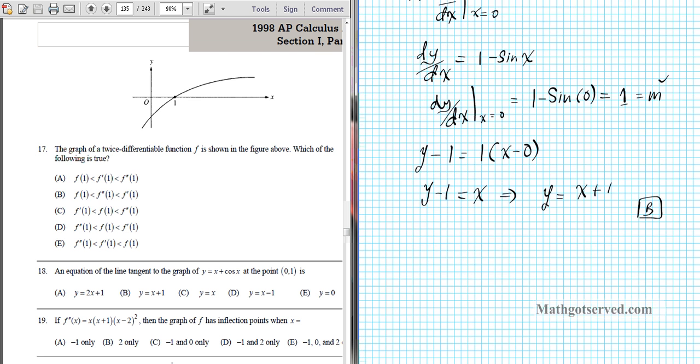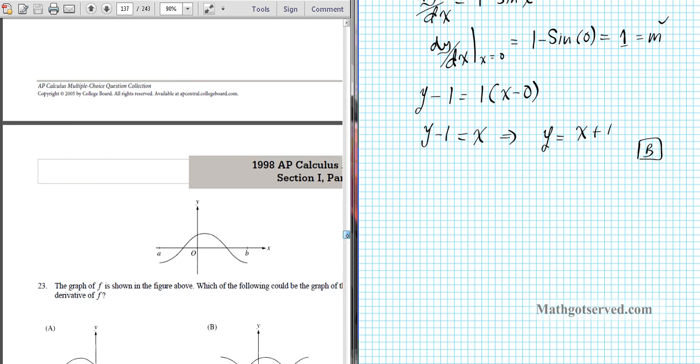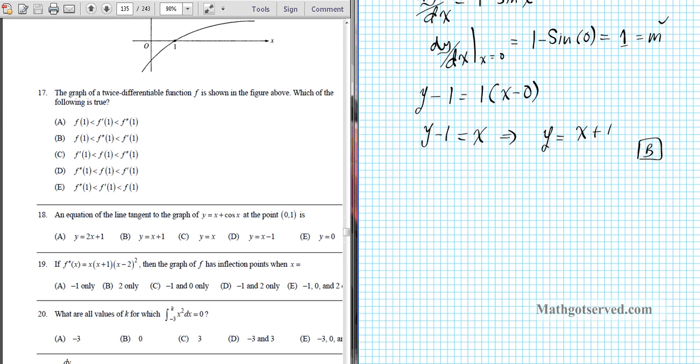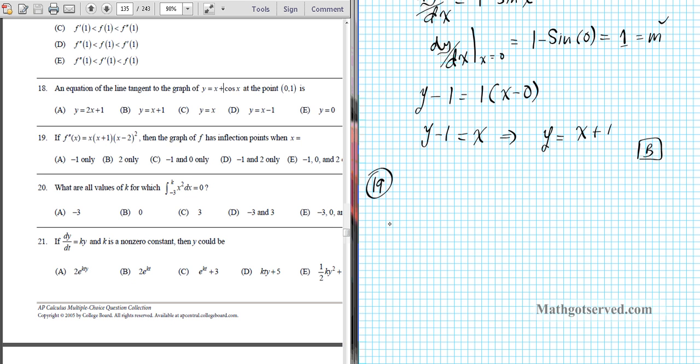All right, let's move on to question number 19. In question 19, we are supposed to consider this function, then where does f have inflection points? Okay, so f double prime of x is given by x times x plus 1 times x minus 2 squared. So you have points of inflection when f double prime changes from positive to negative, okay? So that's when f has points of inflection, when f double prime changes sign.